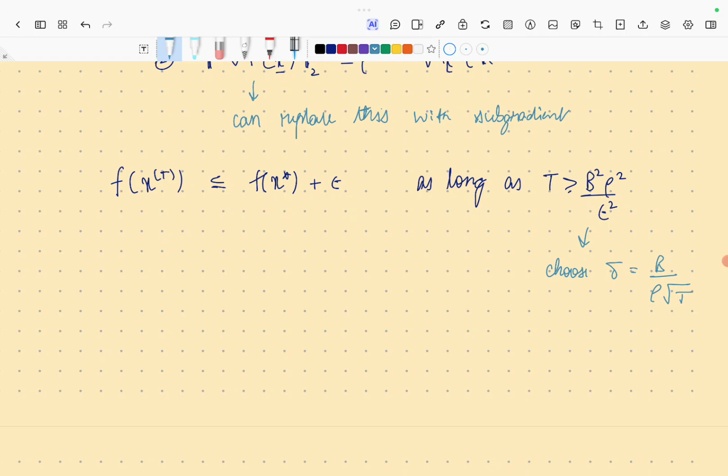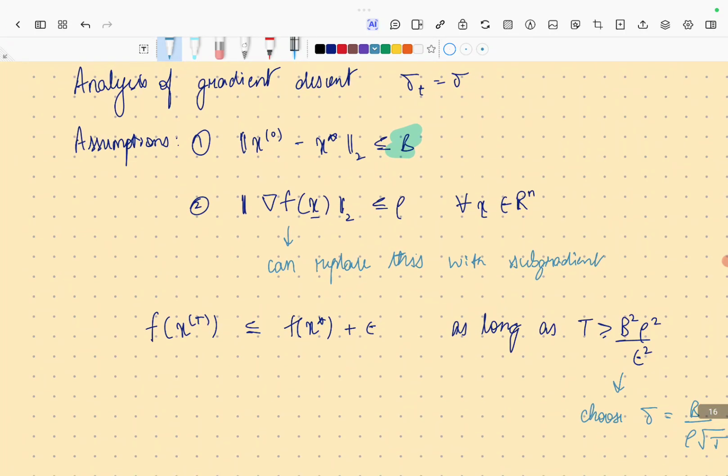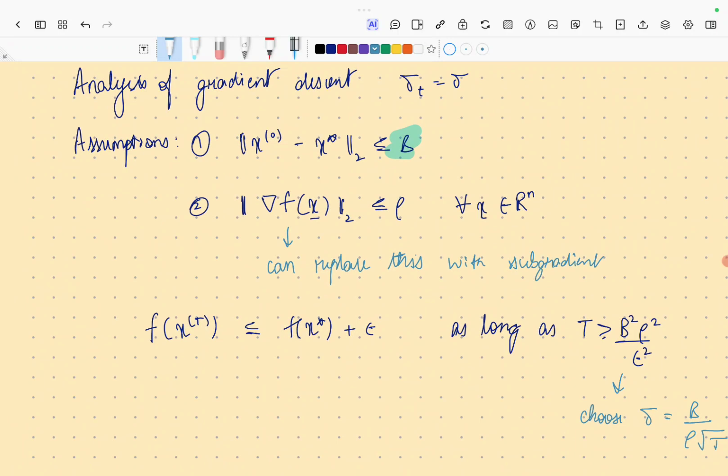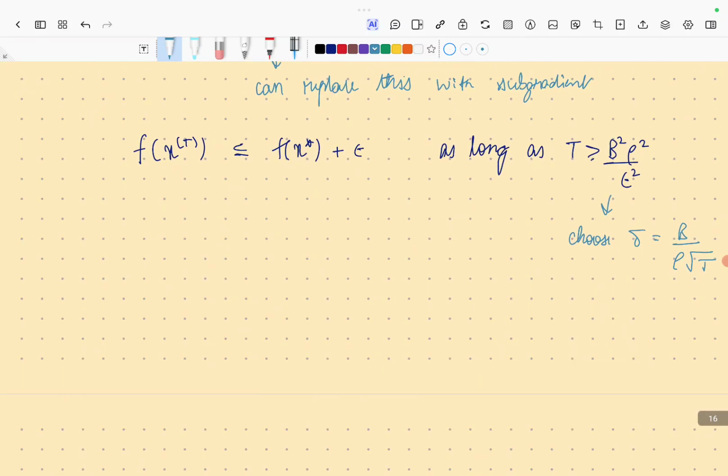I don't say that this is the best, the tightest result that you can derive for the analysis of gradient descent. You can make other assumptions. So for instance, instead of assuming that the gradient is bounded, people can make other assumptions. So this delta is strictly that, not less than or equal to? I'm sorry? Yes, if you choose this particular delta, you get this.